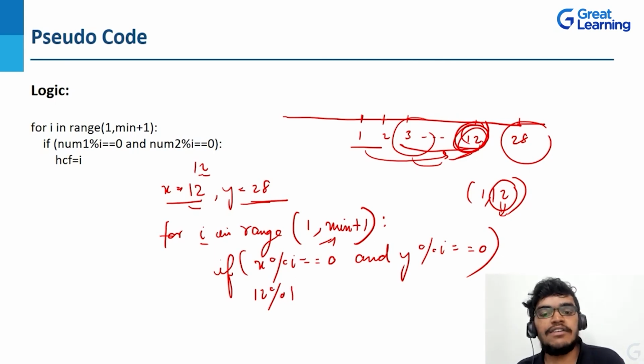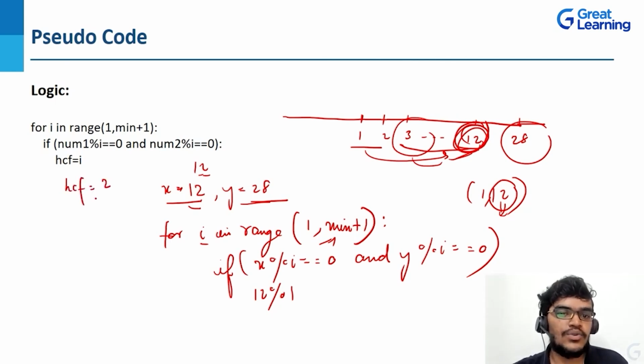No, then it will take the value. 12 modulus 2 is equal to 0, yeah, this condition is satisfying. Then it will check for the y1. So y is 28, right? 28 modulus 2 is also equal to 0. So our GCF will be 2 for the first time.